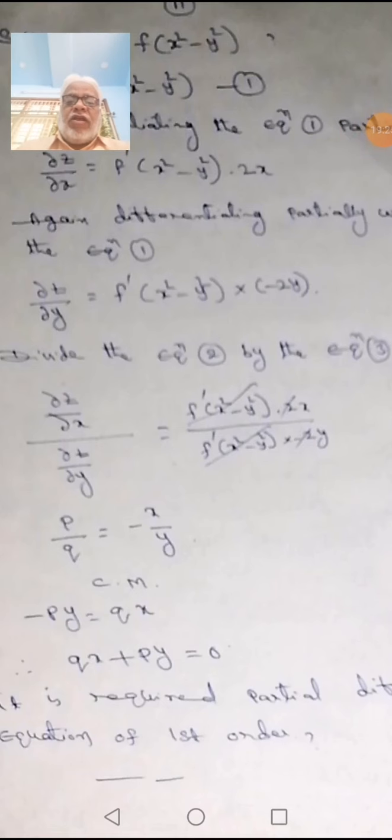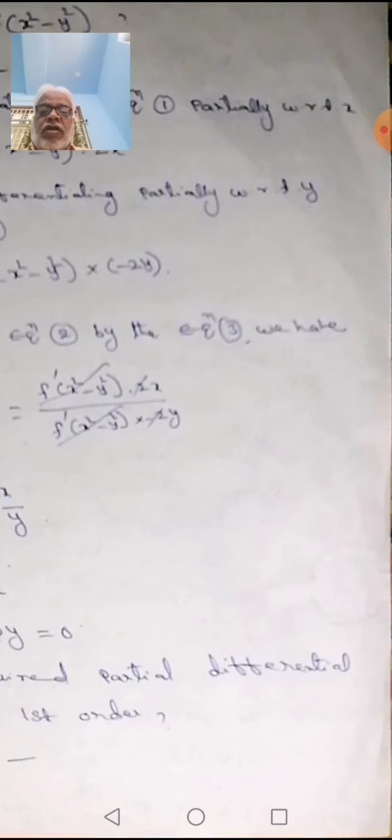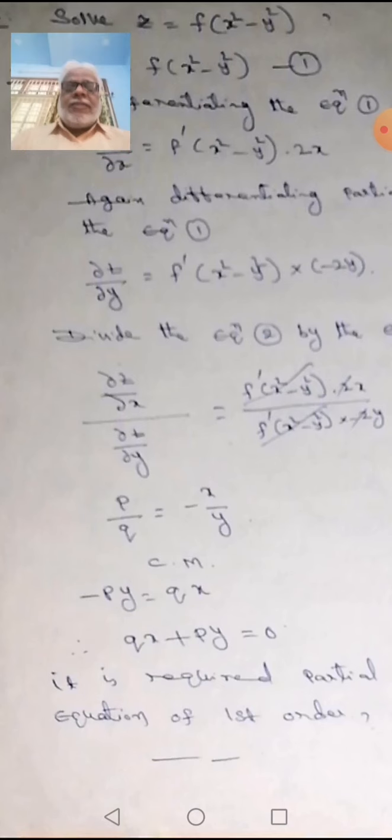minus x by y. P by q is equal to minus x by y means, if we cross multiply these two terms, that is minus py is equal to qx, or qx plus py is equal to 0. This is our required partial differential equation of first order, because here only p and q are there. P and q mean dou z by dou x and dou z by dou y. If r, s, t become part of the problem, that is a second order equation. Second order means second derivative equations.